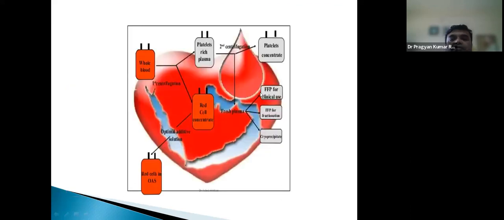As you can see, from a donor, we get whole blood. This whole blood can be easily divided into red blood cell and platelet-rich plasma. Again, platelet-rich plasma after second centrifugation can give rise to platelet concentrate or fresh plasma. Fresh plasma upon further treatment can give rise to FFP or a cryoprecipitate.